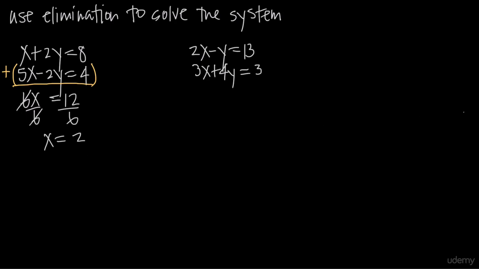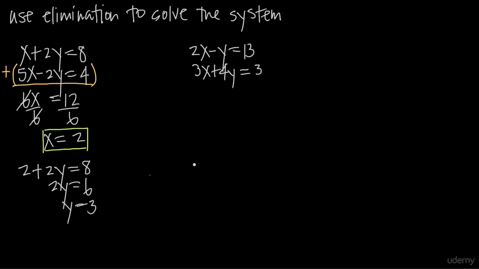So now we have the solution x equals 2, and we need to use that to find a value for y. So we'll plug the value x equals 2 back into our first equation to find the associated value of y. So plugging 2 in for x right here, we get 2 plus 2y equals 8. Subtracting 2 from both sides, we get 2y equals 6, and then dividing both sides by 2, we get y equals 3.